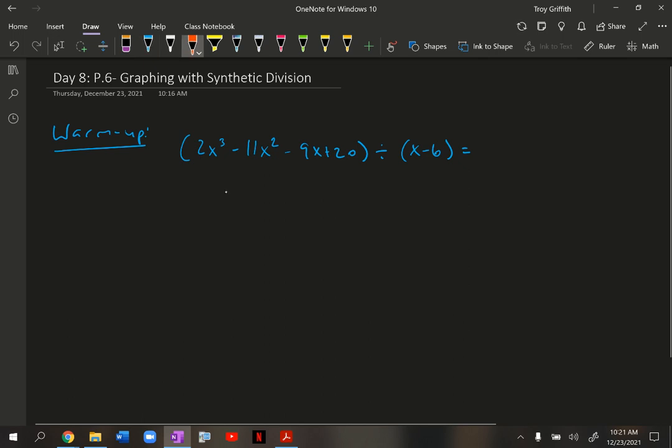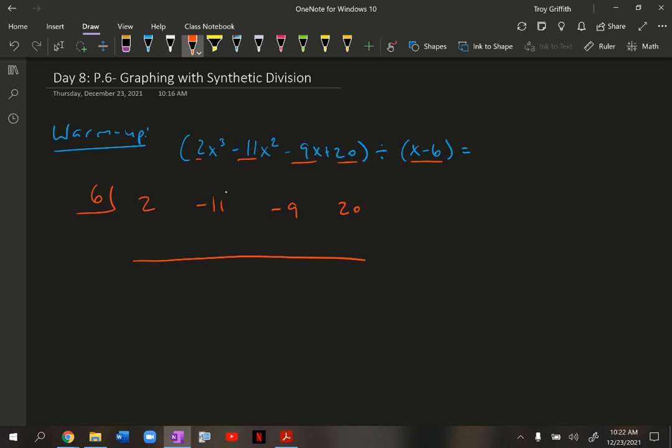This one I can use synthetic division because this is linear and it has a leading coefficient of 1. So I'm going to go ahead and put a 6 in the box right here. And then across the top, I'm going to put all of these coefficients. I do not skip anything here, so that's good. I'm going to put a 2, a negative 11, a negative 9, and a 20. And remember how this process works. You got to get the hang of this process because we're going to use it a lot.